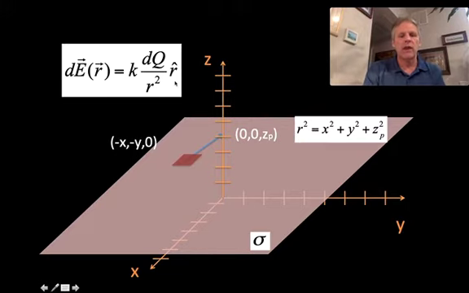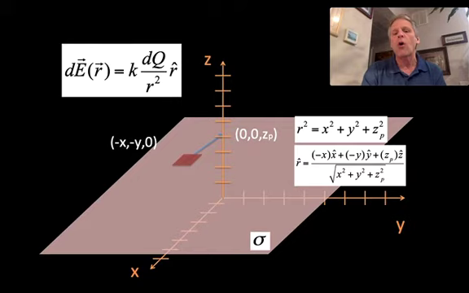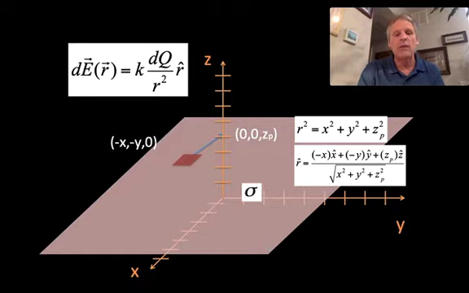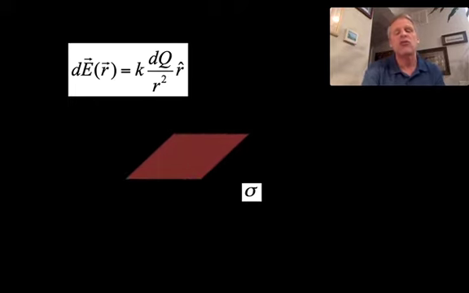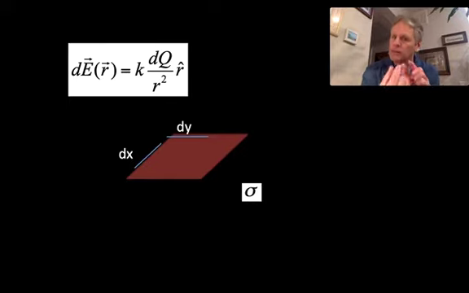So I'm reminding us that we know what R squared is and what R hat is. Now let's figure out how we're going to get that dq. We're going to look at this tiny little spot, and we know it has sigma charge per unit area. What's the area of some tiny little spot? It's just dx by dy. Remember, dx and dy are just infinitesimal little changes in dimension. So we're looking at an infinitesimally small amount of area, but the amount of charge on it is the charge density times the area, by definition.